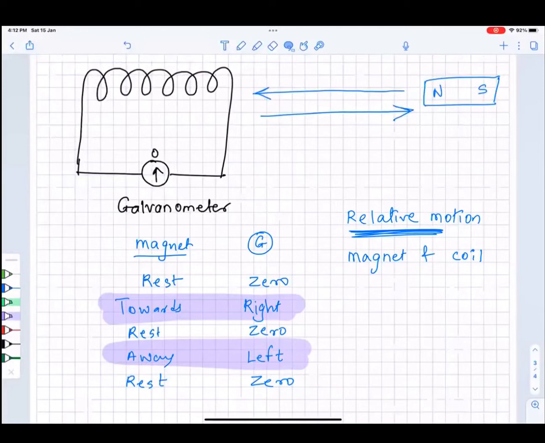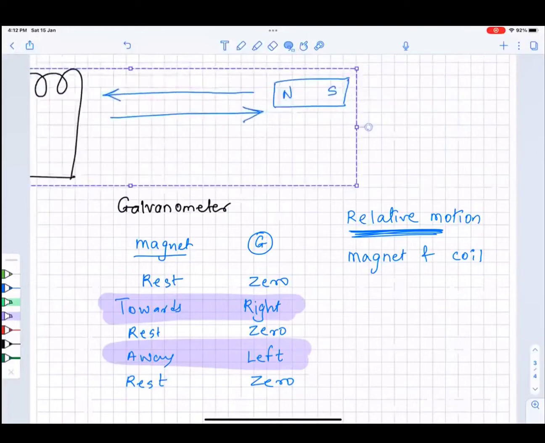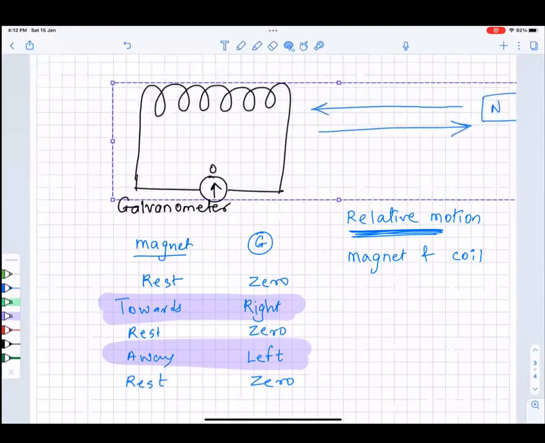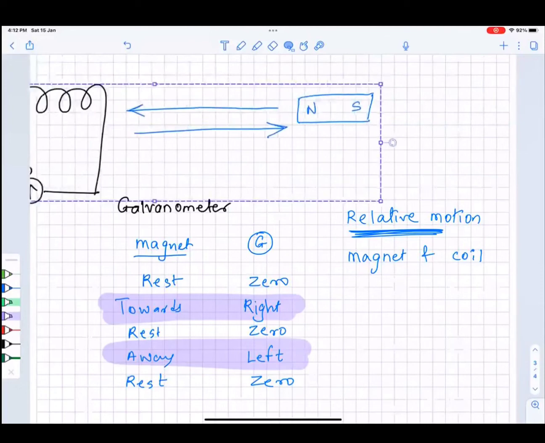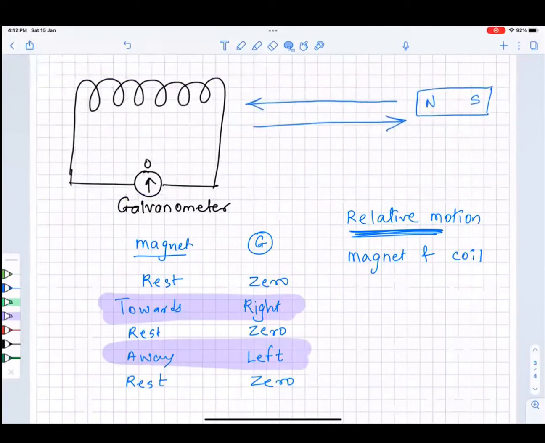But guys, look at this now. If I'm moving both of them together to the left or to the right, will it make any difference? Will it produce current over here? Yes or no? It will not produce any current, guys. Why? Relative motion is 0. Exactly. There is no relative motion between them. They both are moving, that's true, but there has to be motion between them.